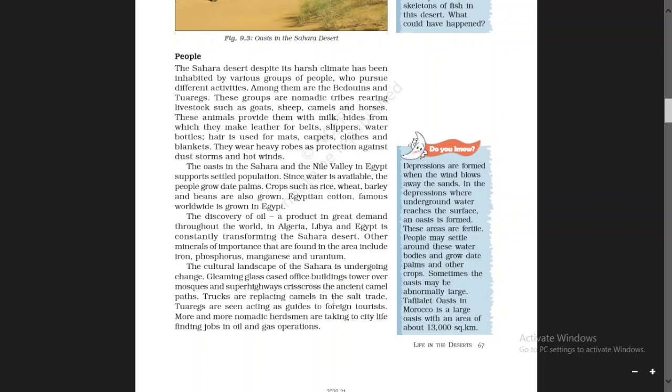Trucks are replacing camels in the salt trade. In place of camels, trucks are playing a good role in the salt trade. Tuaregs are seen acting as guides to foreign tourists. More and more nomadic herdsmen, those who domesticate animals, are taking to city life, where they are finding jobs in oil and gas operations.